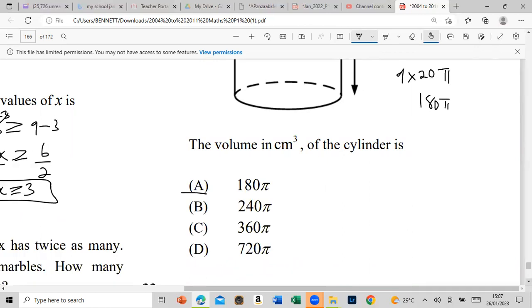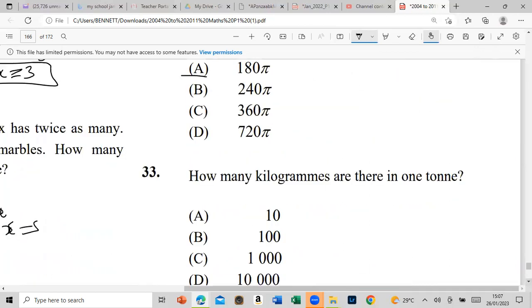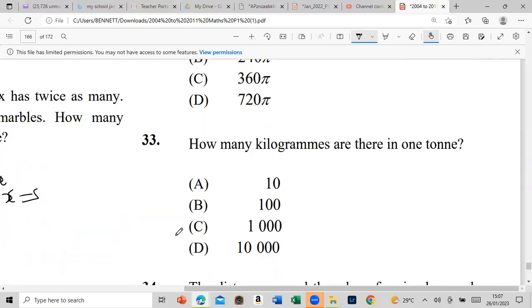Let's move on to 33. How many kilograms are in 1 ton? We did that one earlier. It's a thousand.